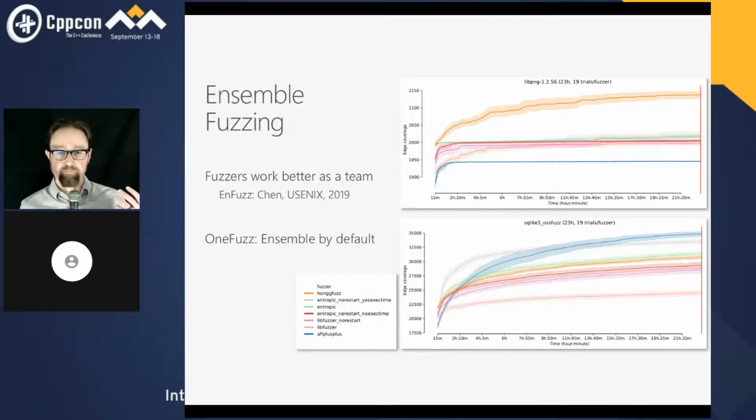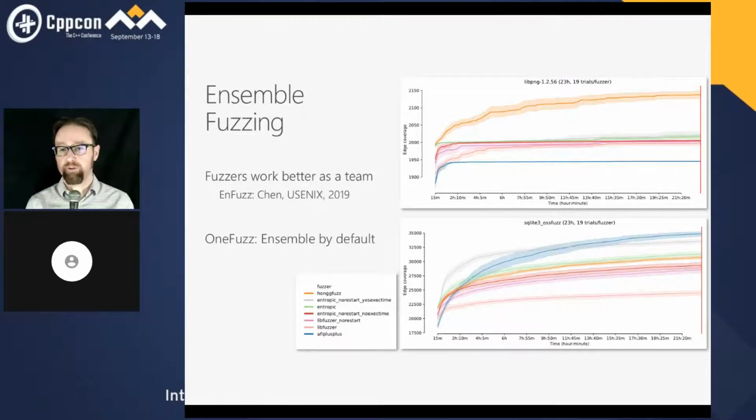The EnFuzz paper, Ensemble Fuzzing, presented at USENIX last year, came up with the remarkable result that when you allow these fuzzers to share inputs throughout the entire job to work as a team, libFuzzer, AFL, fuzzers like Radamsa, maybe a private fuzzer that you use, or fuzzers that are domain specific to your target, when they're able to swap inputs, they can reach coverage and bugs that no individual fuzzer in the team can find on their own. So we decided that OneFuzz would be Ensemble by default.